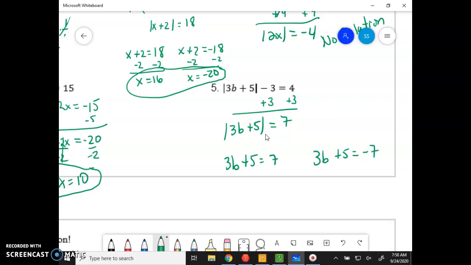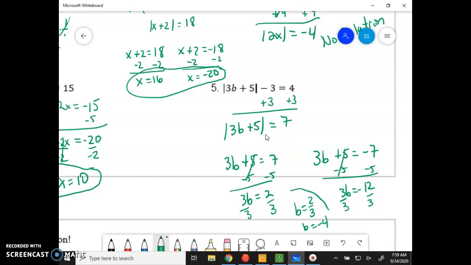All right, and we solve them the same way. Subtract 5, 3b is equal to 2. And let's see, we divide by 3, we get b is equal to 2/3. Or on this one here, same thing, subtract 5, we get 3b is equal to negative 12. Divide by 3, and we get b is equal to negative 4. So there are my two options for b. We got 2/3 or negative 4.